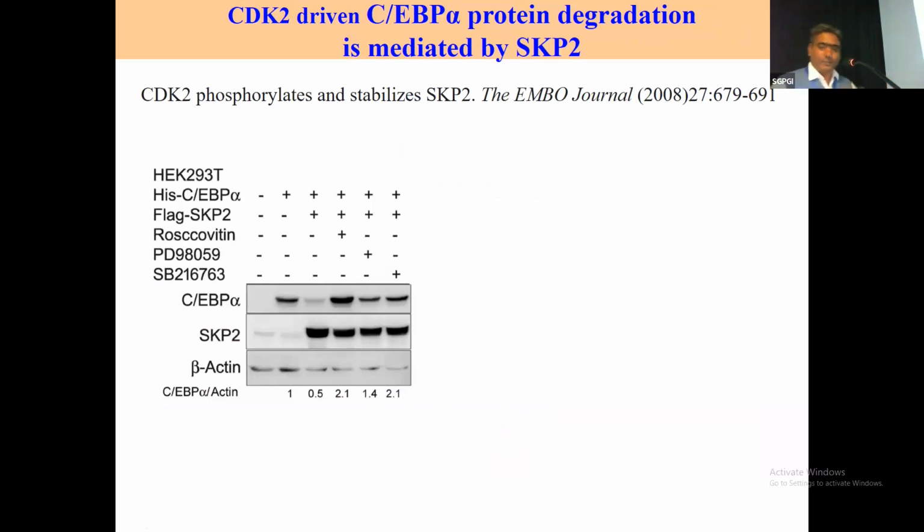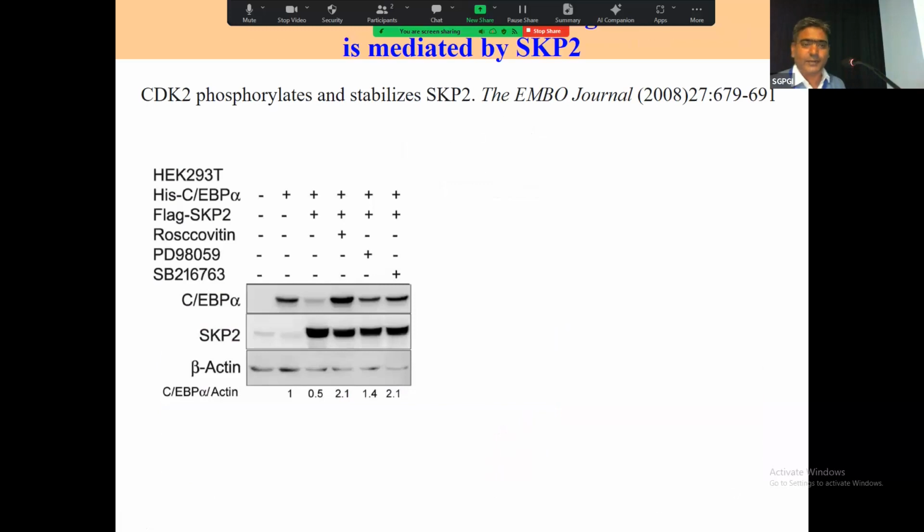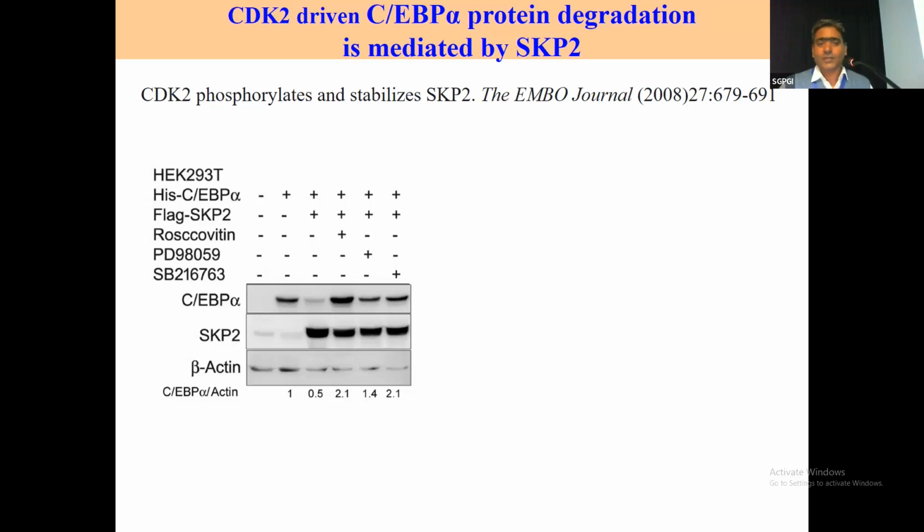While contemplating it, we came across an article published in EMBO in 2008 where they showed that CDK2 phosphorylates and stabilizes SKP2. SKP2 is an E3 ligase and a key E3 ligase of the cell cycle pathway. So we thought that maybe CDK2 is stabilizing SKP2, and in turn SKP2 is targeting CBP alpha. Here I would also like to mention that in our previous study, we have shown that SKP2 is an E3 ligase for CBP alpha. So we already knew that SKP2 does target CBP alpha.